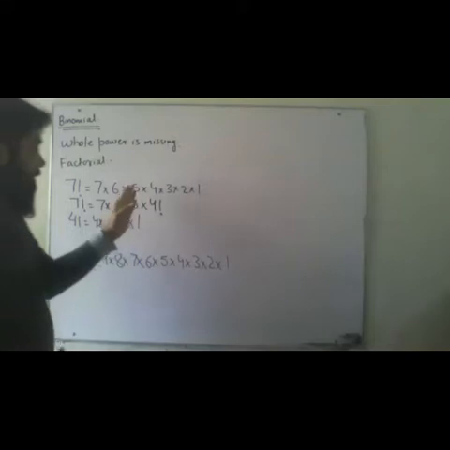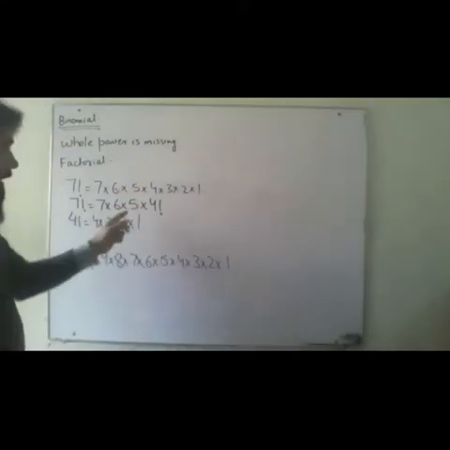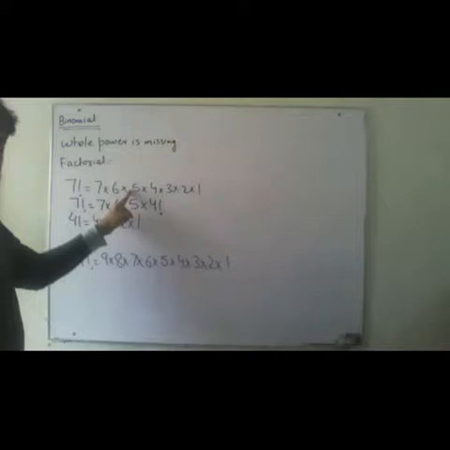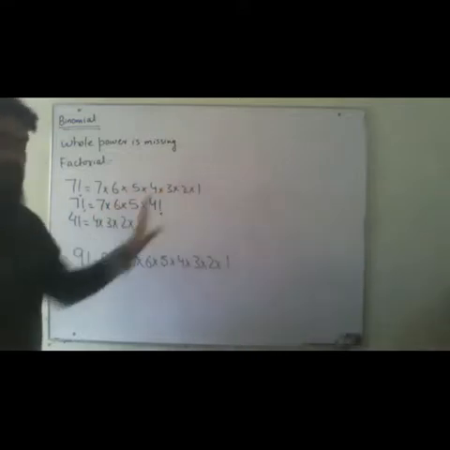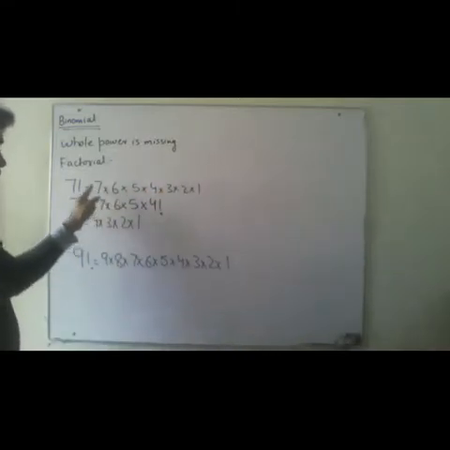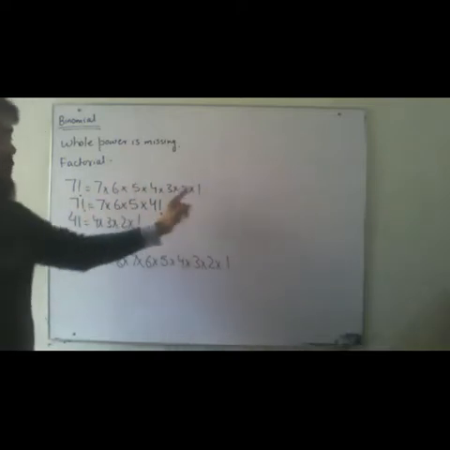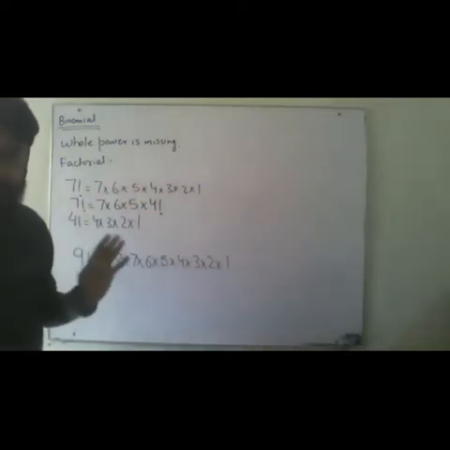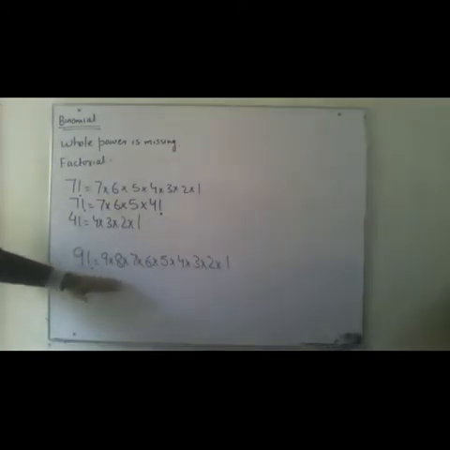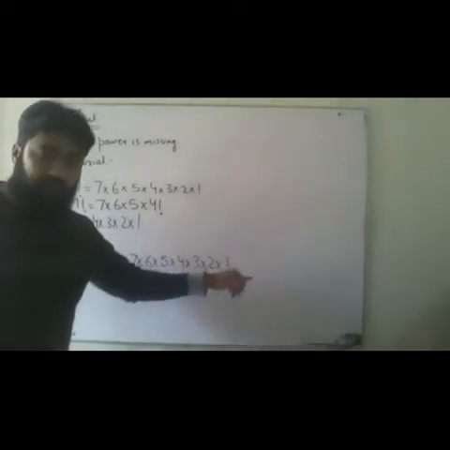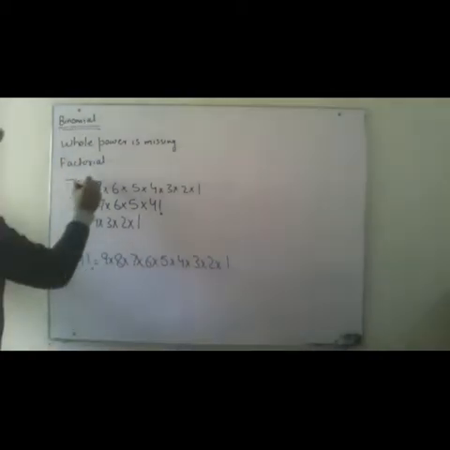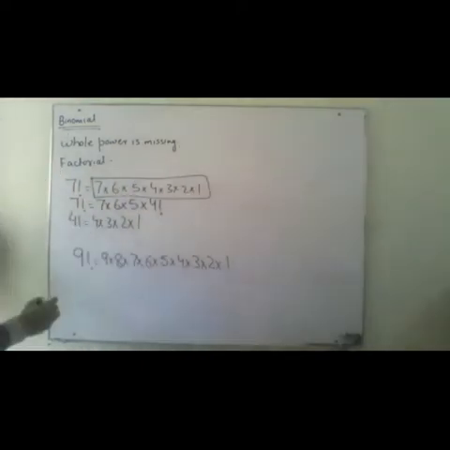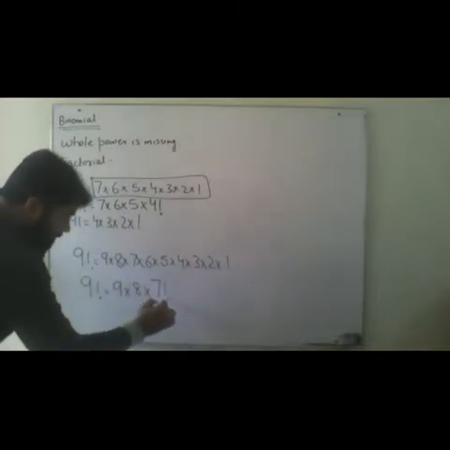At any point, I can convert anything into factorial. I could have taken it from here, 5, 4, 3, 2, 1, 5 factorial. I could have taken from here 7 into 6, 5, 4, 3, 2, 1, and written 7 into 6 factorial. In the same way, 9 factorial equals 9, 8, 7, 6, 5, 4, 3, 2, 1. And you can see 7 factorial is equal to this. So, 9 factorial can be written as 9 into 8 into 7 factorial.